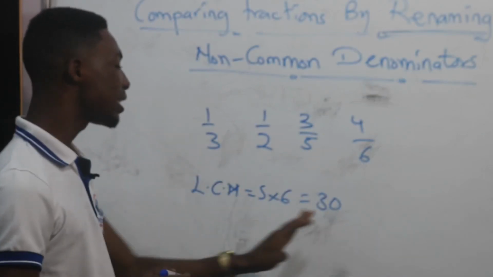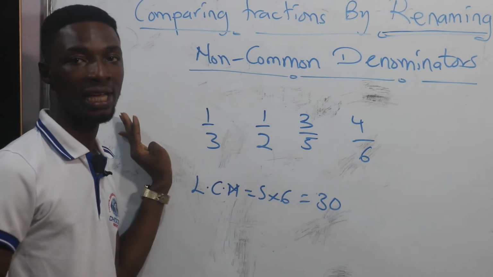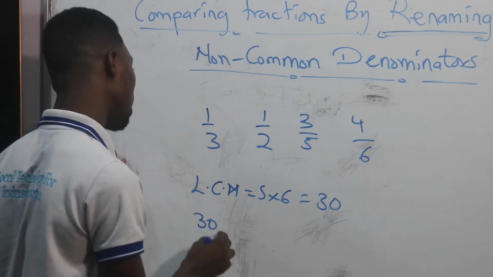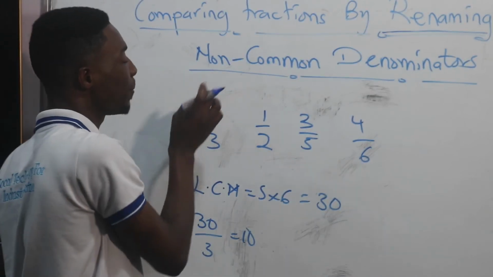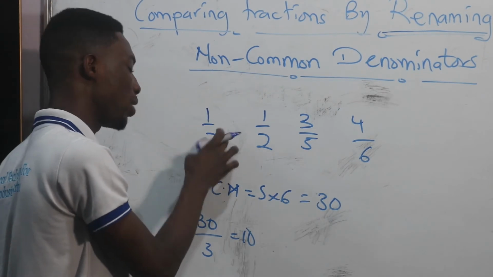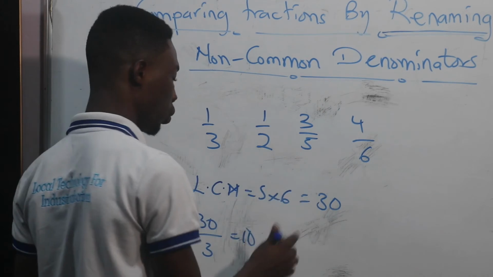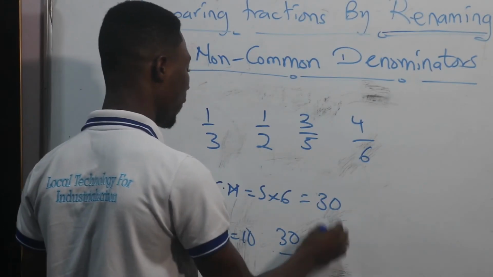So we have to take this LCM and divide by each of the denominators here to get our common fraction. So I take 30, divide by 3, that is going to give me 10. It means I have to multiply both the numerator and the denominator by 10. Then I come here, the denominator is 2, so I take 30, divide by 2, that is going to give me 15.